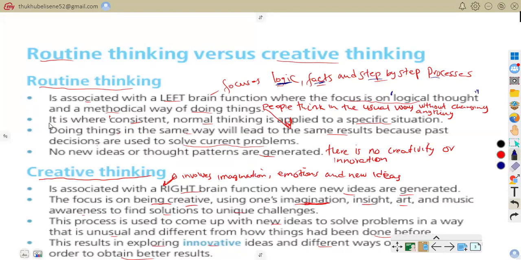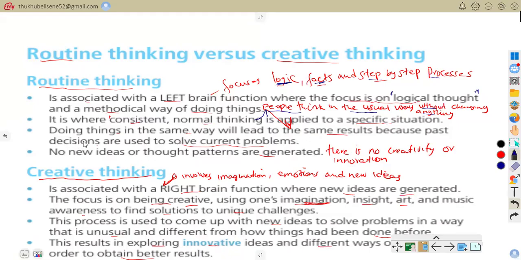Another point says it is where consistent or normal thinking is applied to a specific situation. Meaning people think in the usual way without changing anything. For example, a business continues with the same supply every year. That is the consistency that we are talking about.